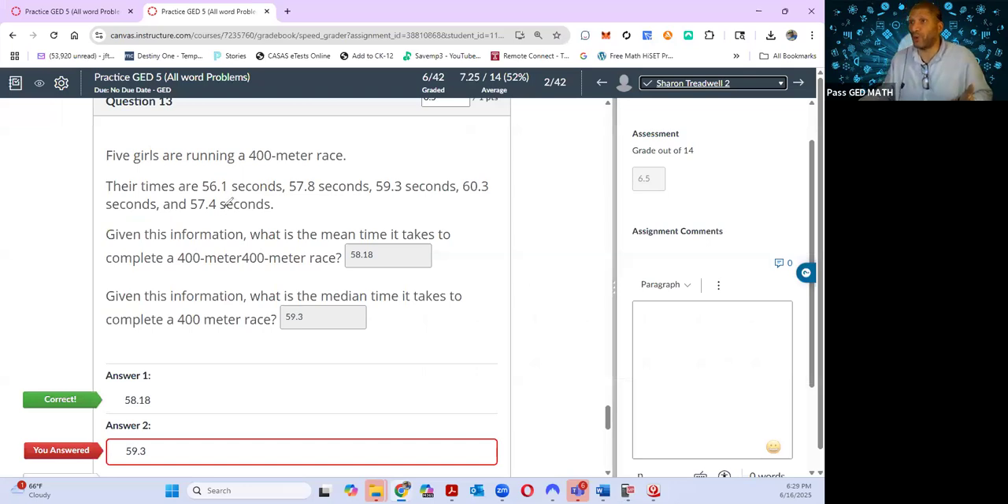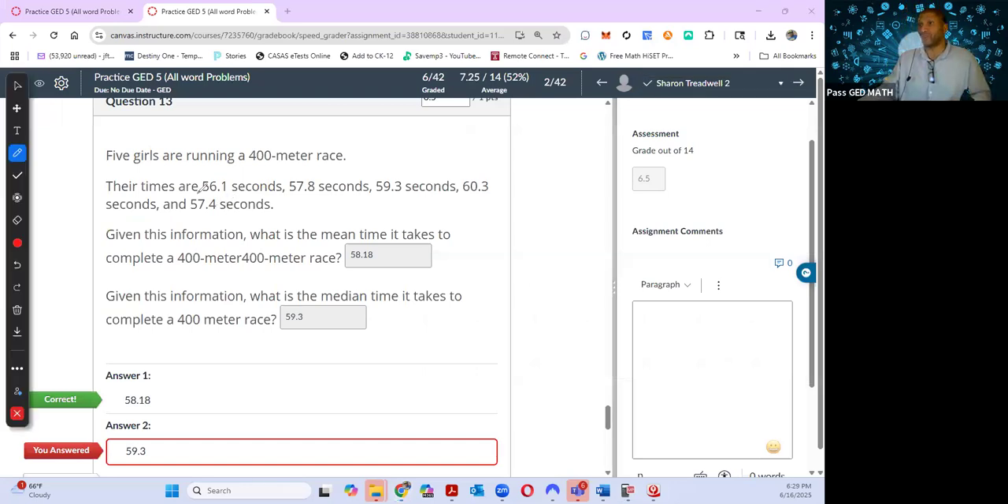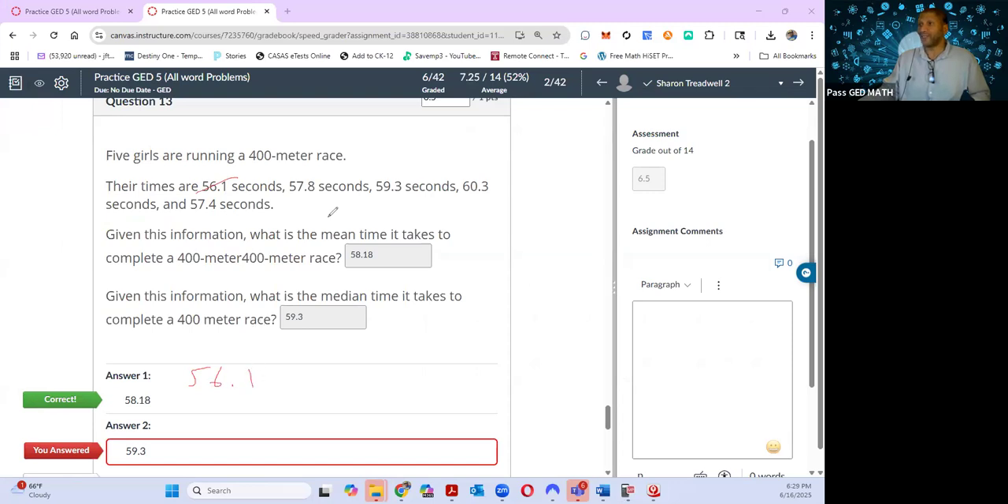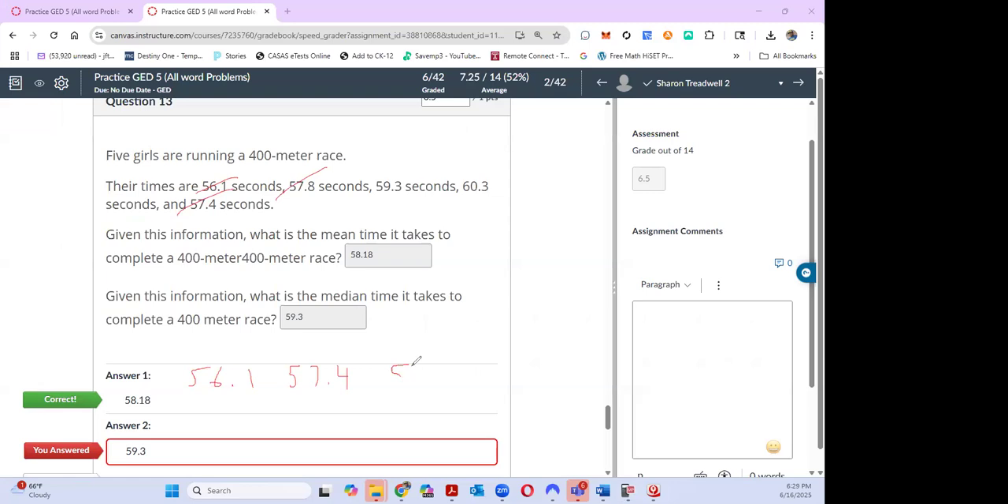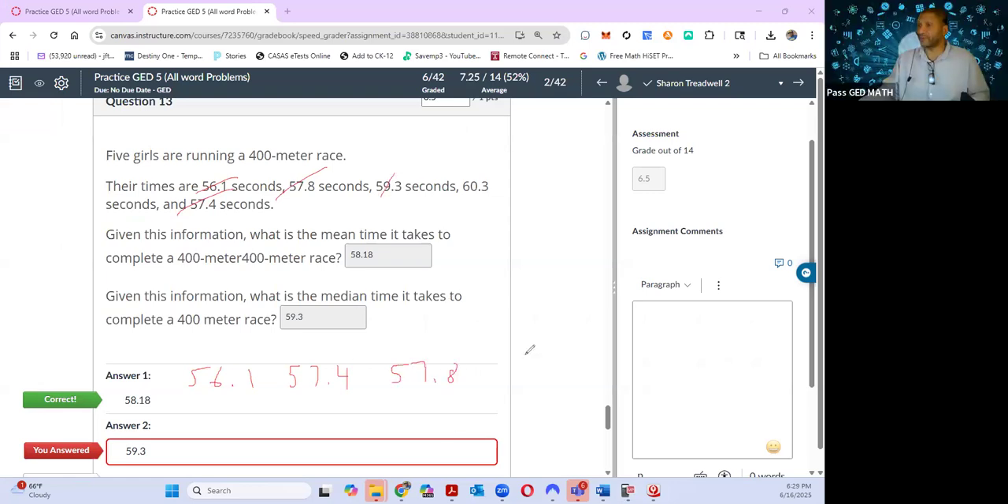So to find a median, we're going to put them in order. The lowest one is 56.1. If you notice, I am crossing them out as I go, 57.4, because I don't want to miss any problem. 57.8, 59.3, 60.3. So I'm gonna count them up. 1, 2, 3, 4, 5. It's odd.